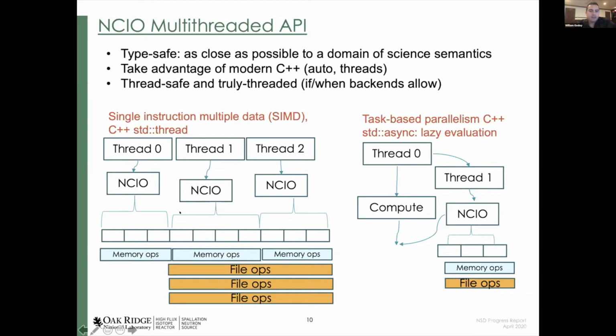So the idea is that there are two ways of accessing multi-threaded data. If you have a big array, each thread will access a single chunk of interest. The other one is more task-based parallelism: essentially concurrent execution, where you overlap IO and computation. That's what I'm showing here on the right-hand side.